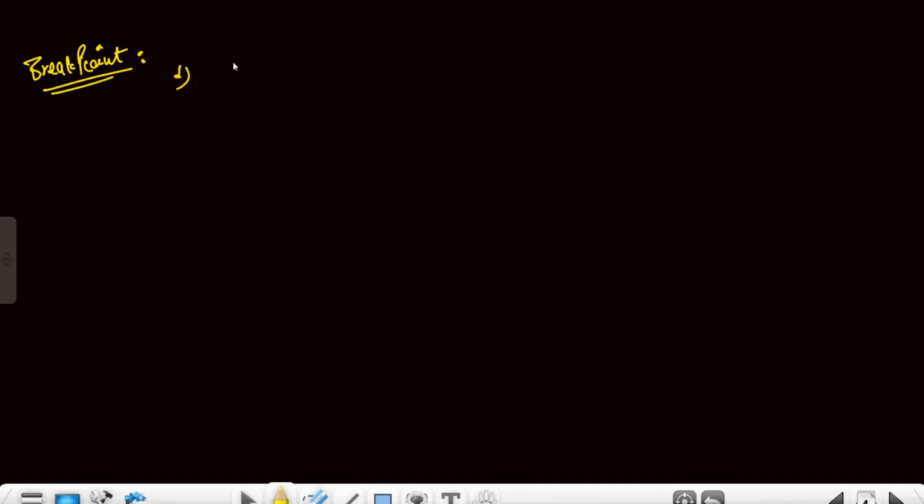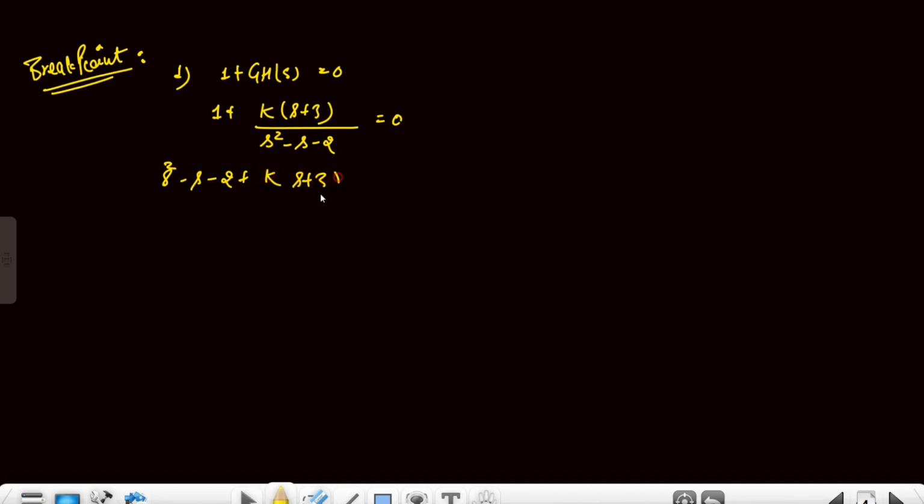The first step is the characteristic equation, that is 1 plus G(s)H(s) equals 0. So 1 plus k(s plus 3) upon (s squared minus s minus 2) is equal to 0. So it will be s squared minus s minus 2 plus k(s plus 3) equal to 0. Now we have to evaluate the value of k in terms of s.